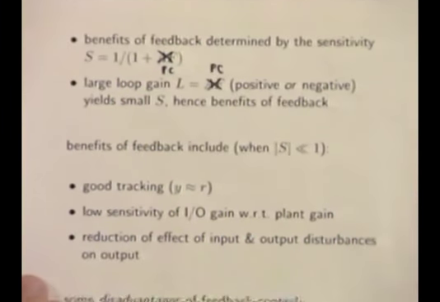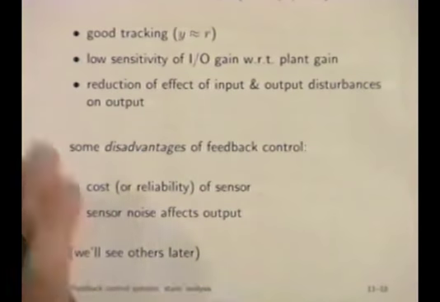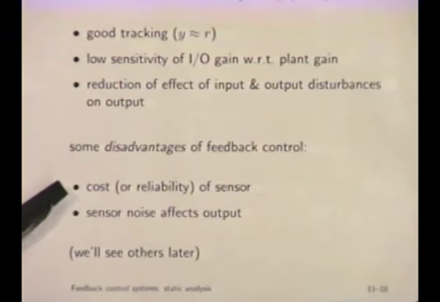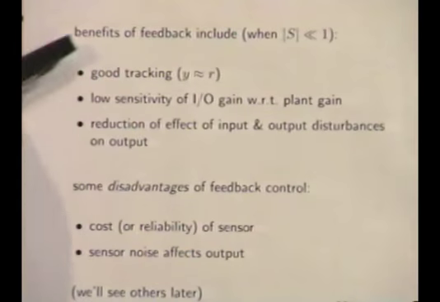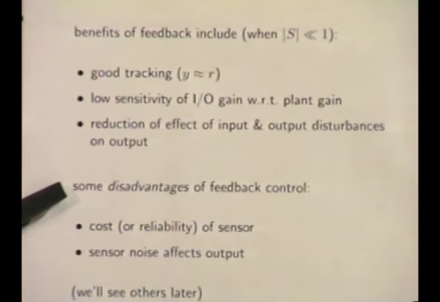feedback. And here are some disadvantages of feedback control. One is basically the cost of the sensor, because you need to have one. Another is reliability, because if your sensor fails and your system is critically dependent on a sensor, you're in some trouble. And finally, the sensor noise affects output. And we're going to see other disadvantages of feedback. But for the moment, in a static analysis, there are a lot of advantages, and that's these.